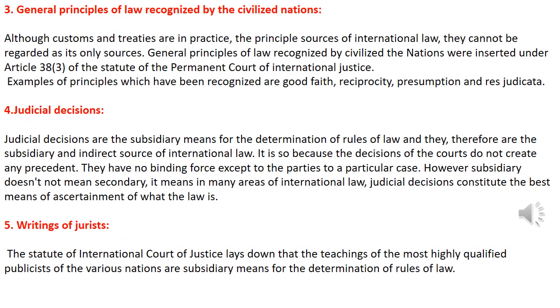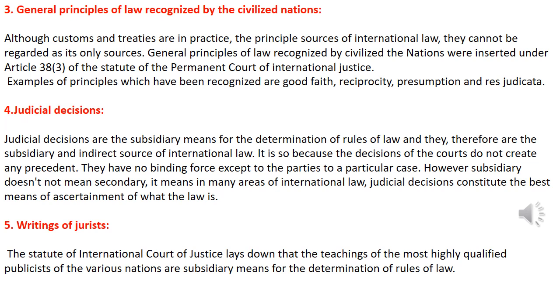Even though customs and treaties are in practice the most principal sources of international law, they cannot be regarded as the only sources. We have other sources of law like general principles of law recognized by civilized nations, where Article 38, Clause 3 of the Statute of the Permanent Court of Justice has given importance. Principles like good faith, reciprocity, presumptions, res judicata are also general principles of law which are considered as some of the sources of international law.